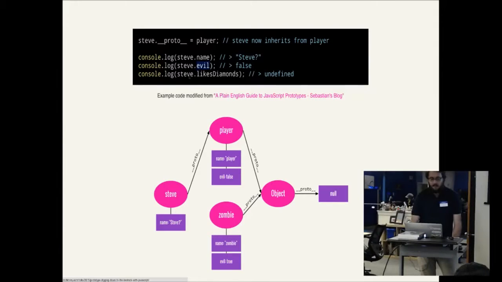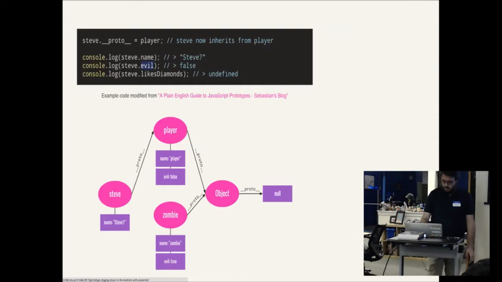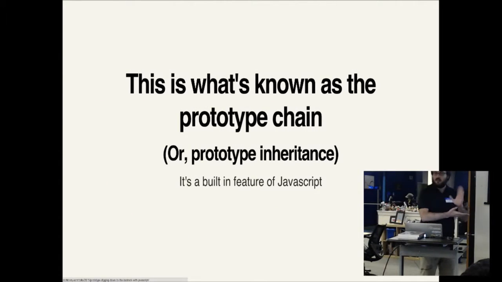And then finally, if we look for steve.likesDiamonds, it's going to start here at Steve. It's going to move up to player. It's going to move up to this global object. Then it's going to go to null. And so that's the JavaScript mechanism to say, OK, give up. It doesn't exist. And so it's going to return undefined. So what I was just describing is the prototype chain, also known as prototype inheritance, and that's built into the JavaScript language.